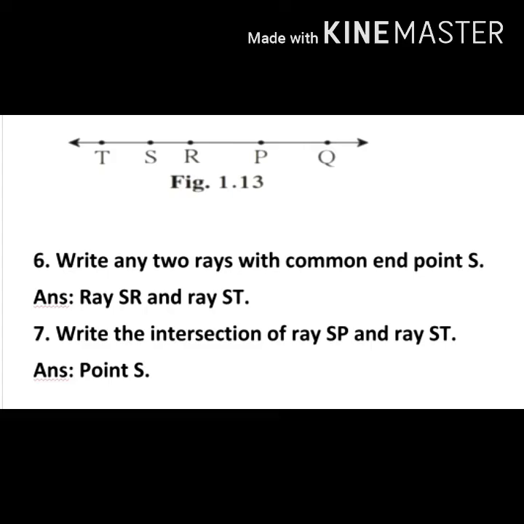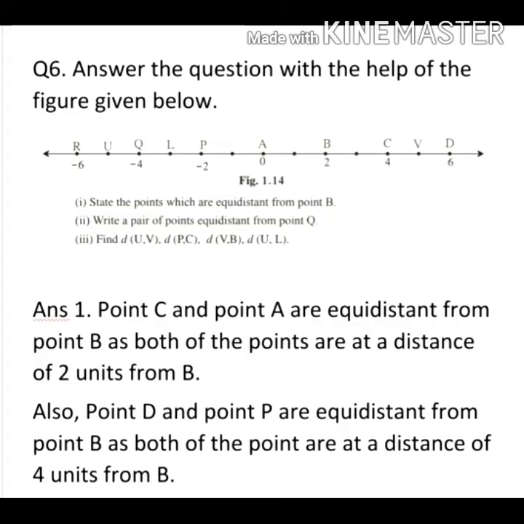Question number 7. Write the intersection of ray SP and ray ST. In ray SP and ray ST, there is only one common point, S. So point S is the intersection point of ray SP and ST. Number 6. Answer the question with the help of the figure given below. In the figure, one number line is given. As per that number line, we have to answer the questions.